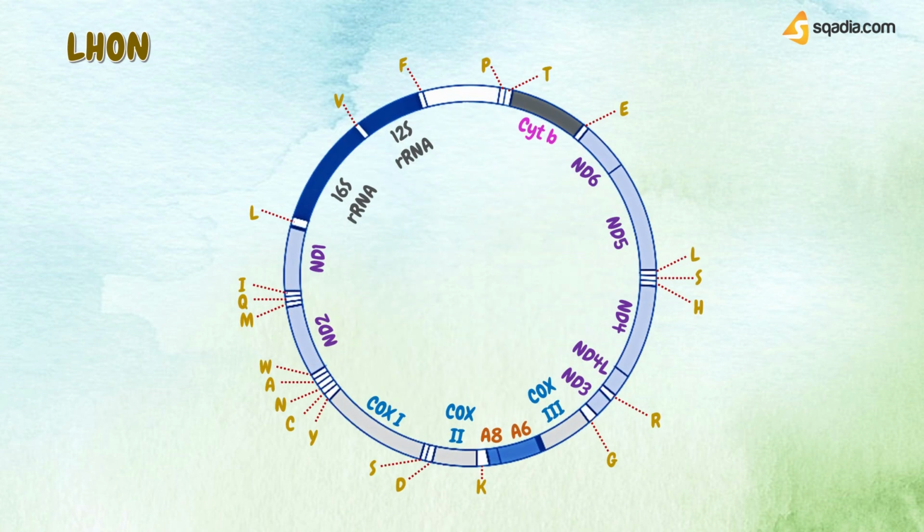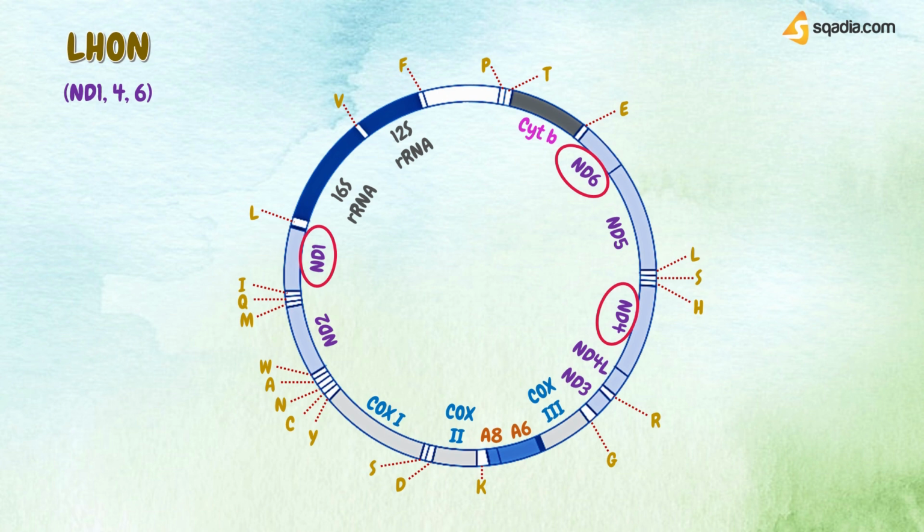Moving to the next genetic disorder involving mitochondria. Leber's hereditary optic neuropathy. Affects subunit 4 of NADH dehydrogenase, subunit 1 of NADH dehydrogenase, and subunit 6 of NADH dehydrogenase. You can remember it as this, as subunits 1, 4, and 6 of NADH dehydrogenase are affected.